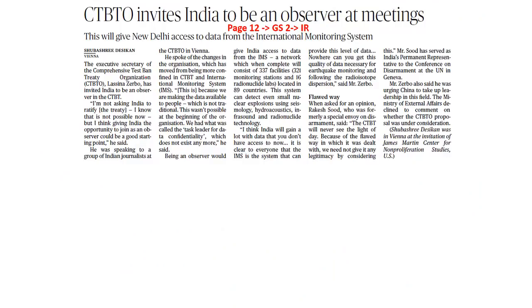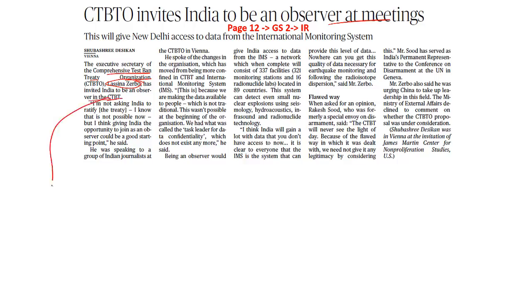This article says CTBTO invites India to be an observer at the meetings. What is this all about? This is speaking about the Comprehensive Test Ban Treaty Organization. What is the context? The Executive Secretary of the Comprehensive Test Ban Treaty Organization, Lassina Zerbo, has invited India to be an observer in the CTBT.